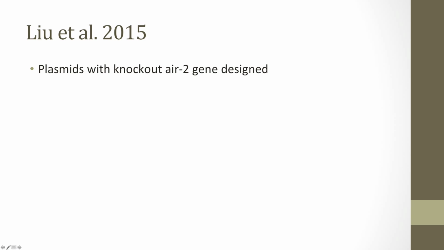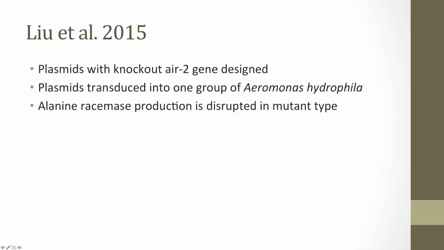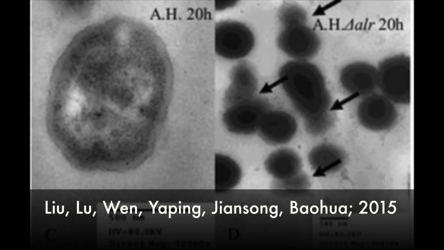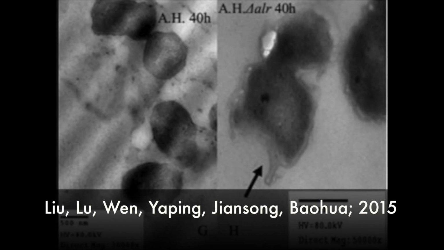The study investigated the alanine racemase gene alr2. Plasmids were designed with the knockout alr2 gene and transduced into Aeromonas hydrophila, thereby disrupting the production of alanine racemase in the bacteria. Both wild-type and mutant groups were subjected to D-alanine starvation, eliminating environmental factors, and the transmission electron micrographs of the strains are shown side by side at 0, 20, 30, and 40 hours.